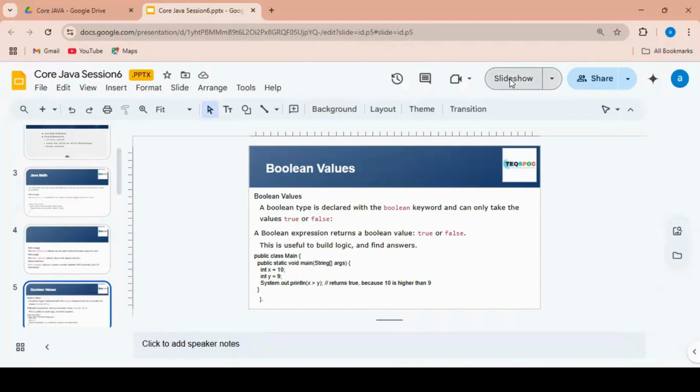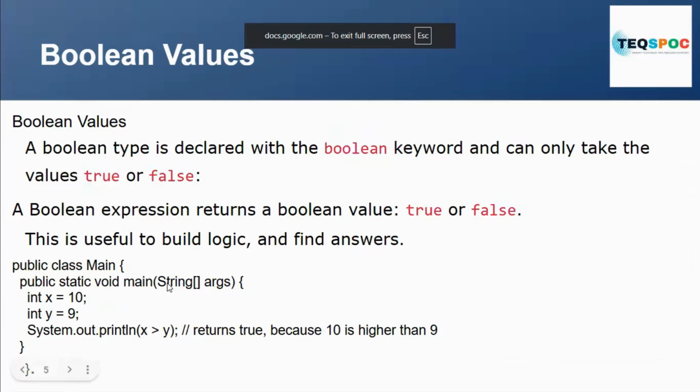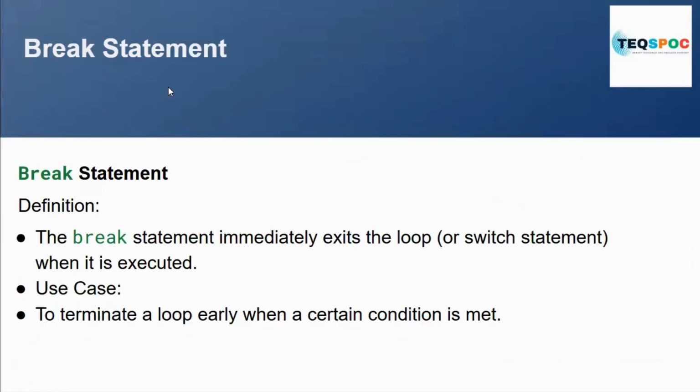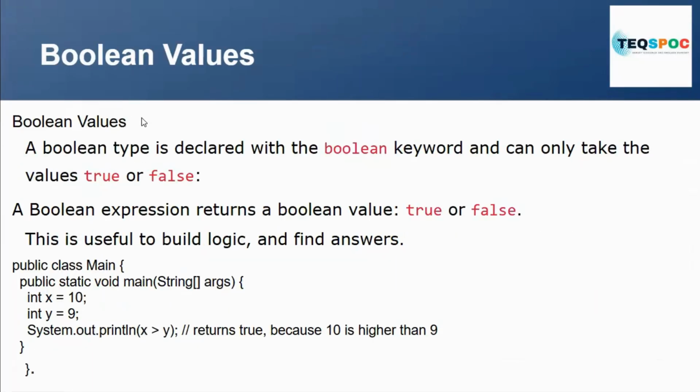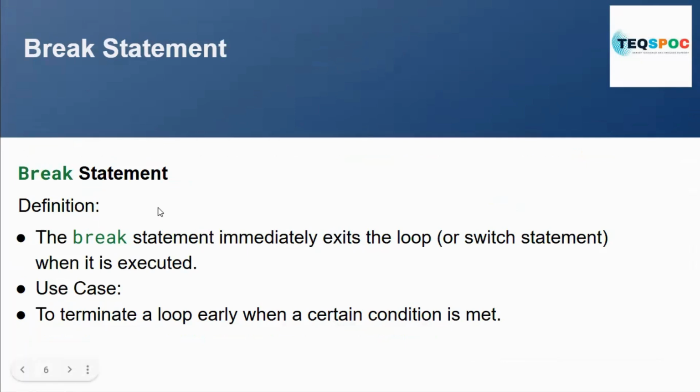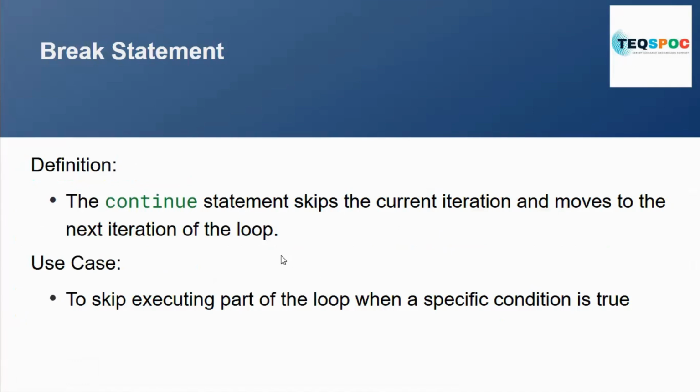Now, what we will do? This is the break statement. What does the break statement basically do? The break statement immediately exits the loop or the switch statement when it is executed. So the break statement is basically used inside a loop. If one condition is true, in the next line we will write break and it will not execute further. It will terminate the loop early when the condition is met.